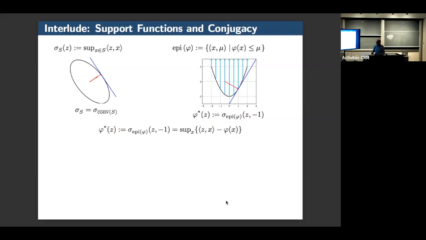Right? So this is a closed, because it's a supremum, convex function. And it's proper as long as this is finite valued somewhere. Okay? And that's called the convex conjugate. And it's the fundamental object in the duality theory of convex optimization.